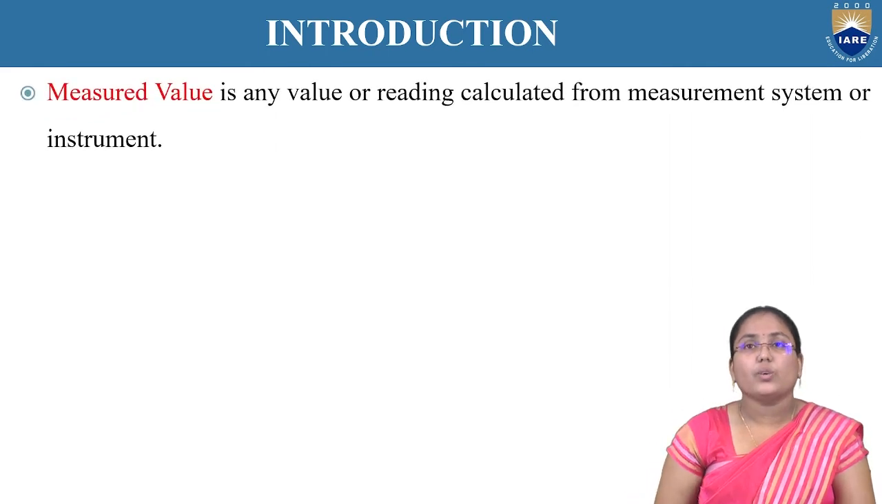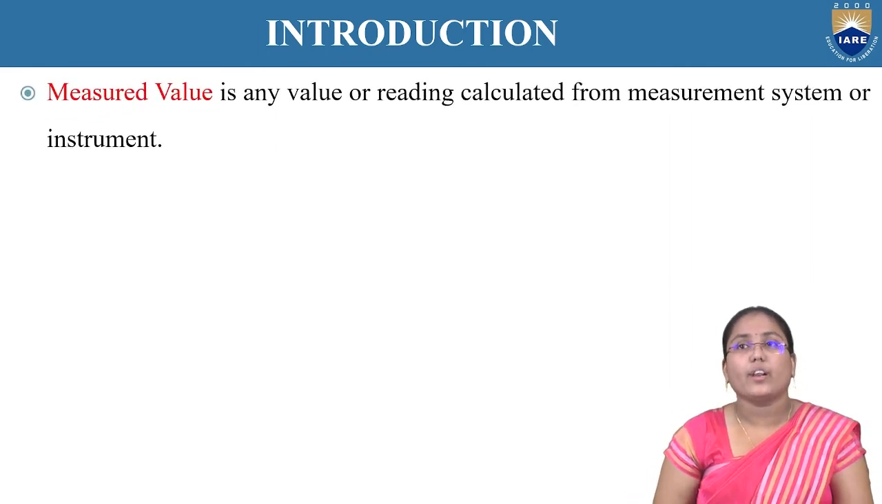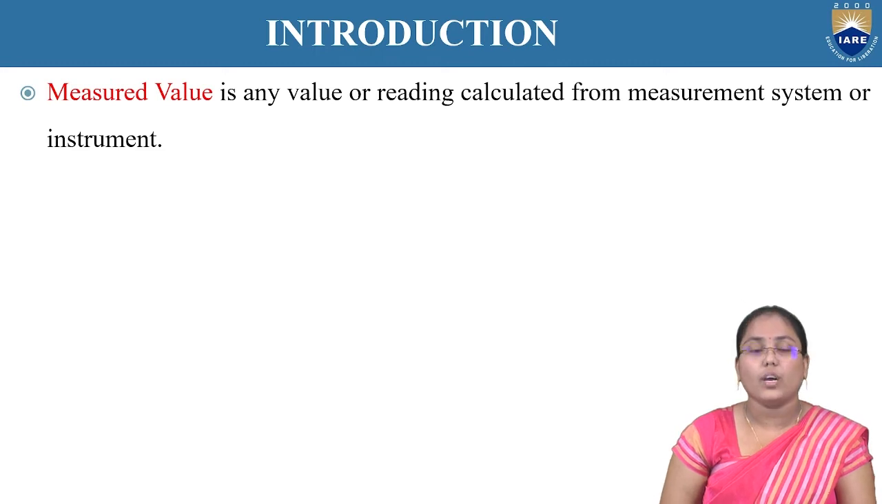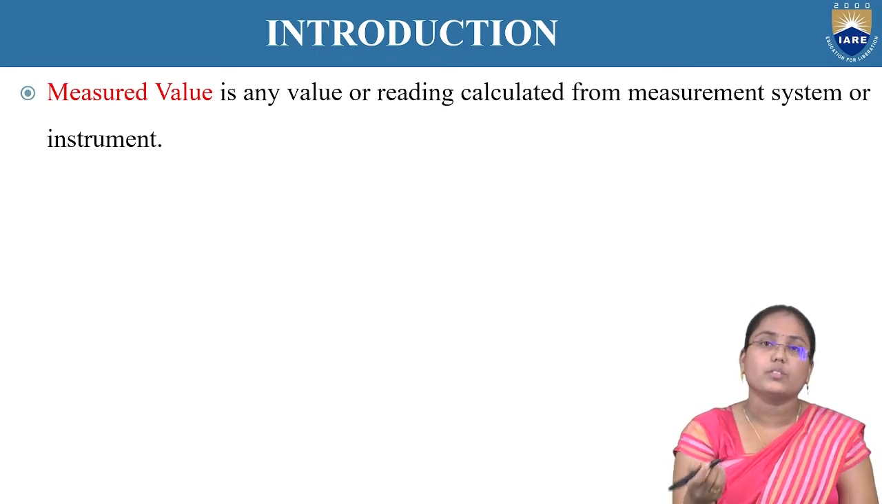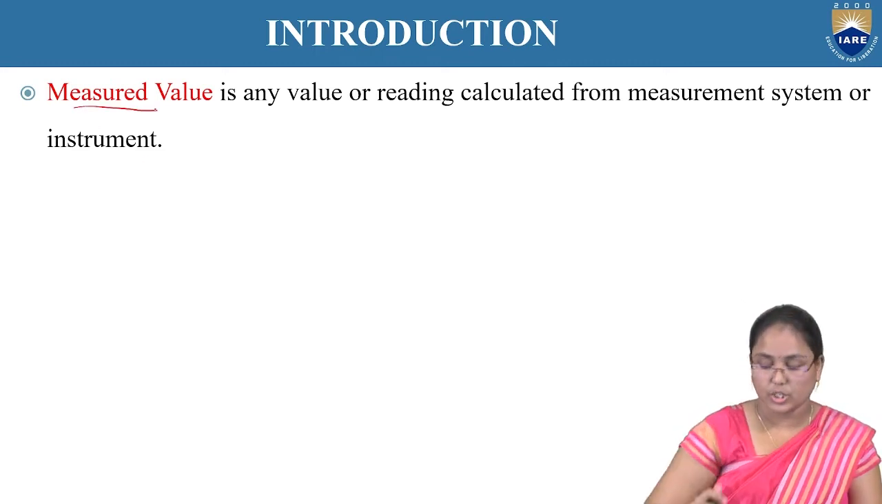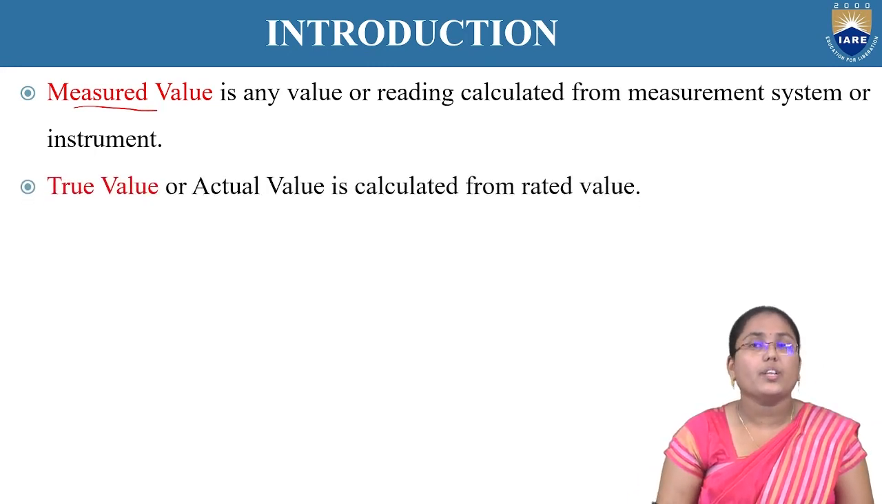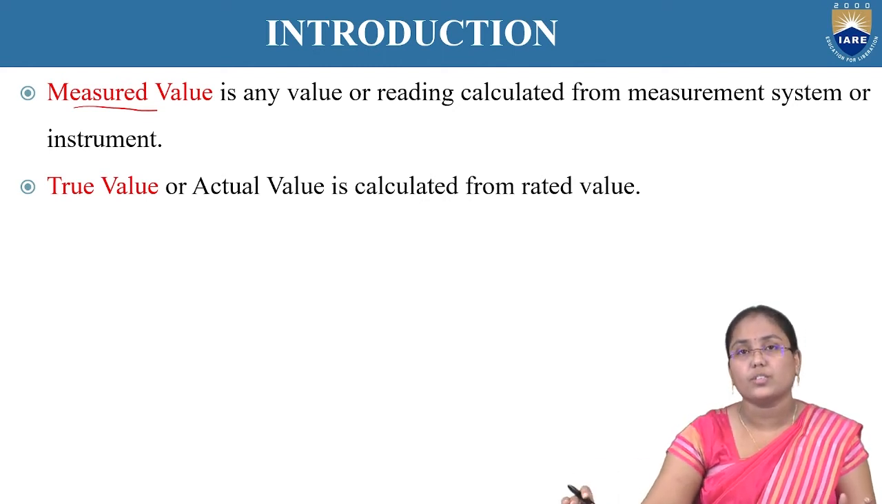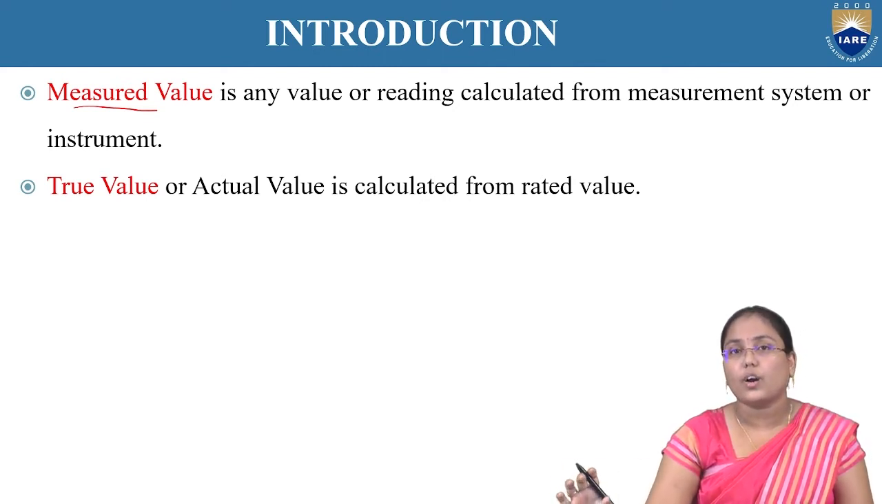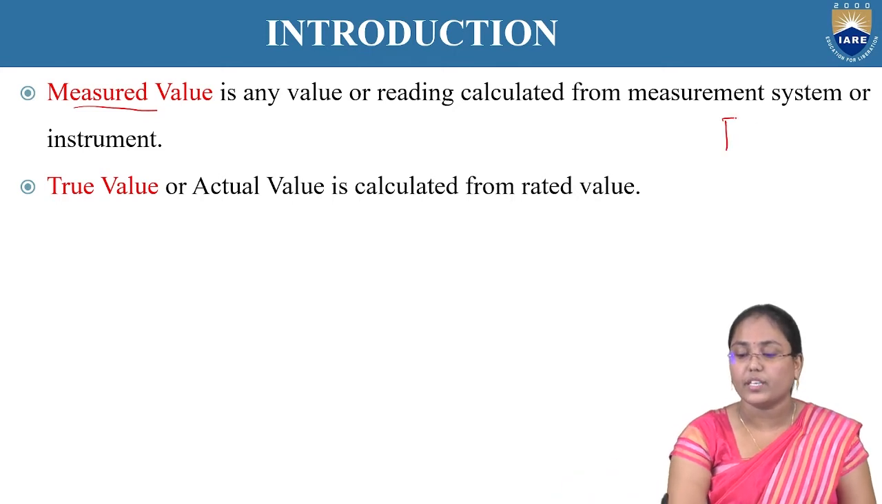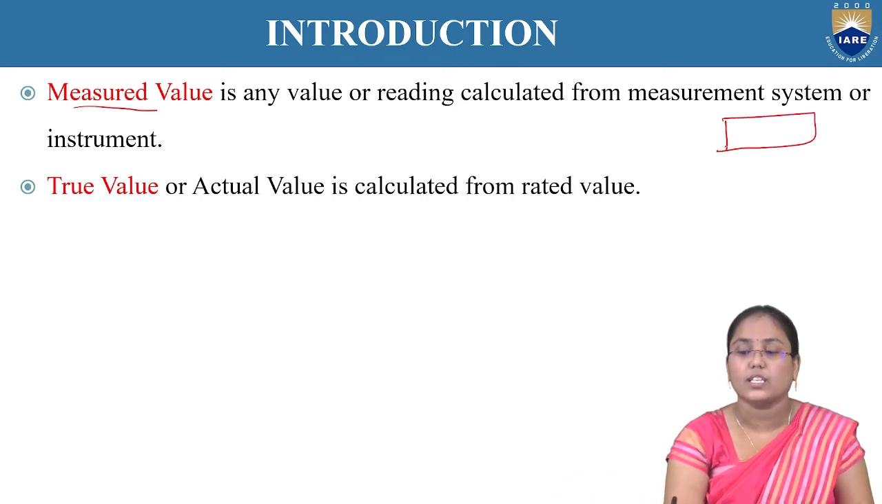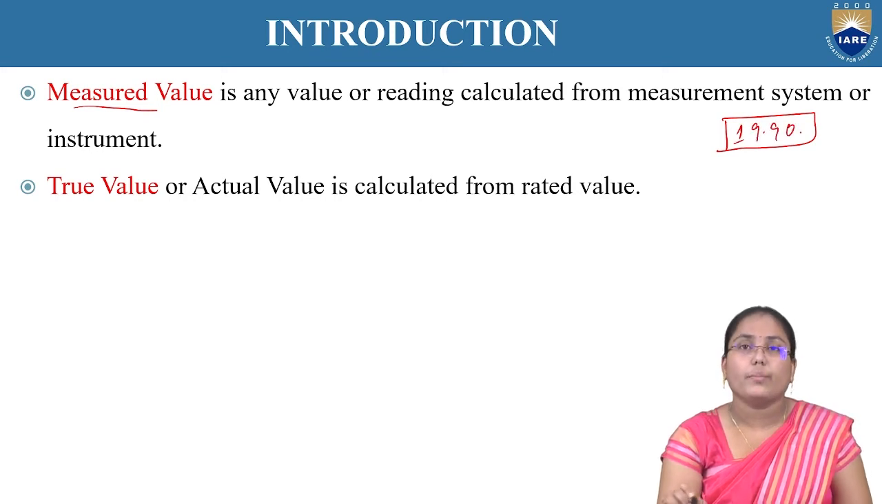Measured value is any value or reading calculated for a measurement system. Here in the measurement process, we have two things: one is a measured value, the other one is a true or actual value. Measured value is what we see when we use an instrument to measure something. Whatever is displayed on the meter is nothing but a measured value.